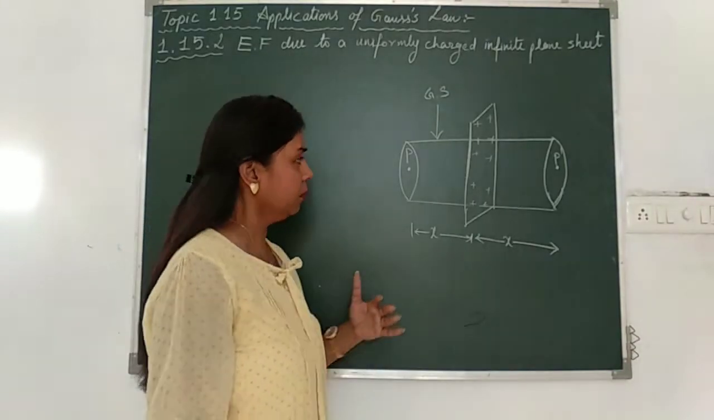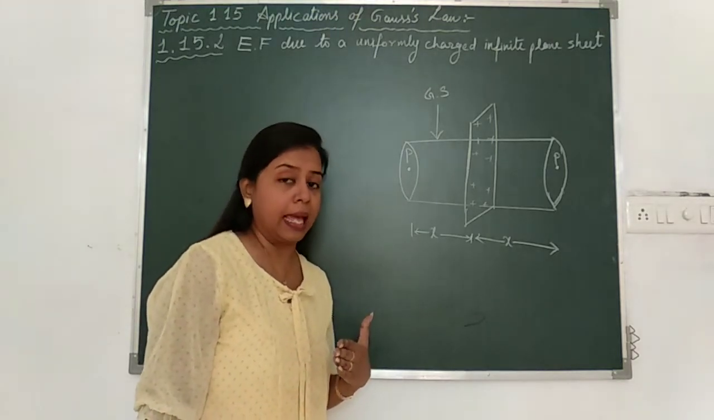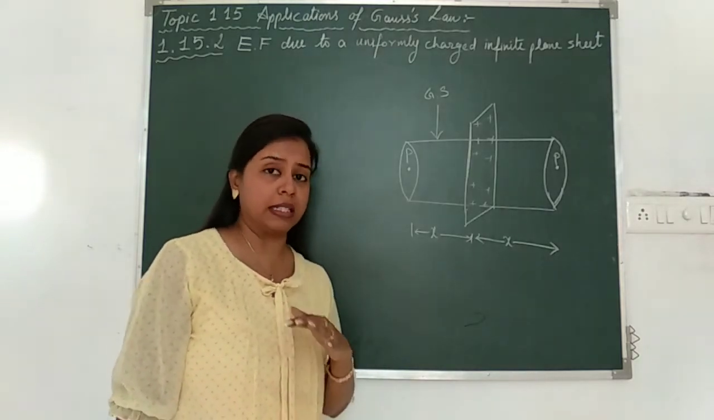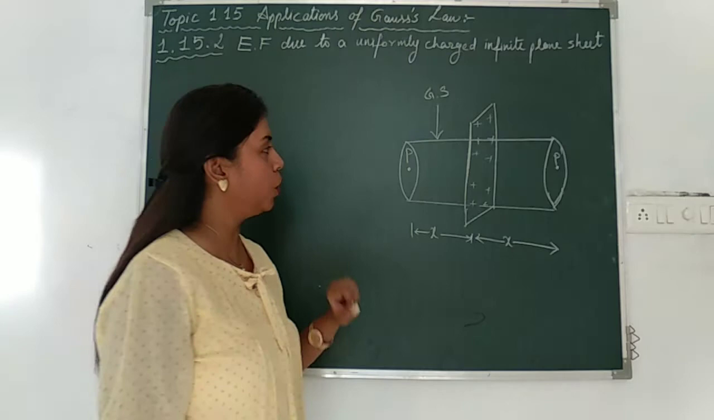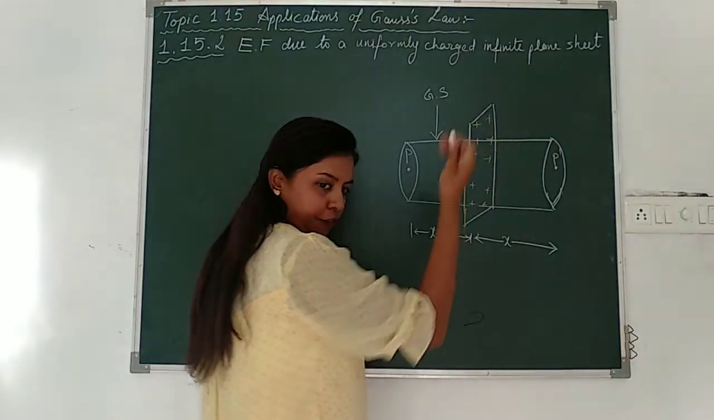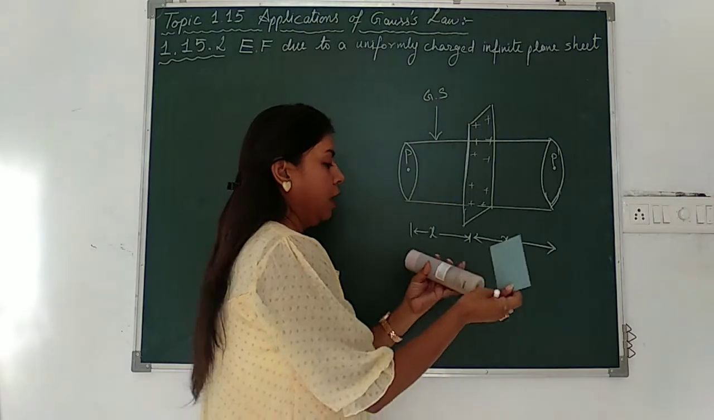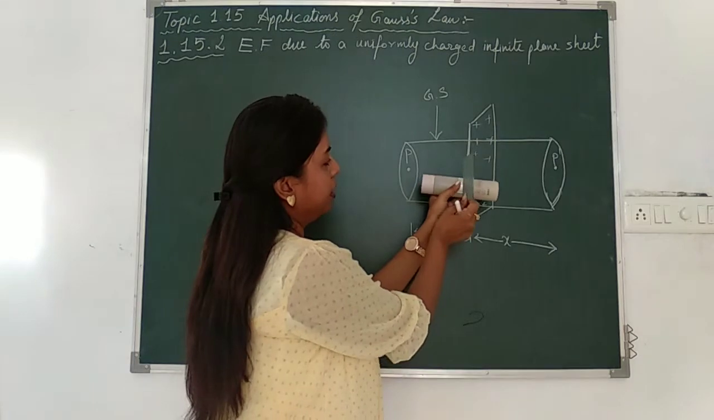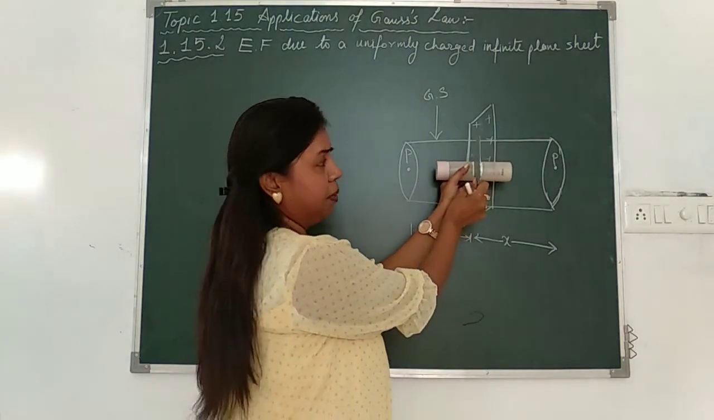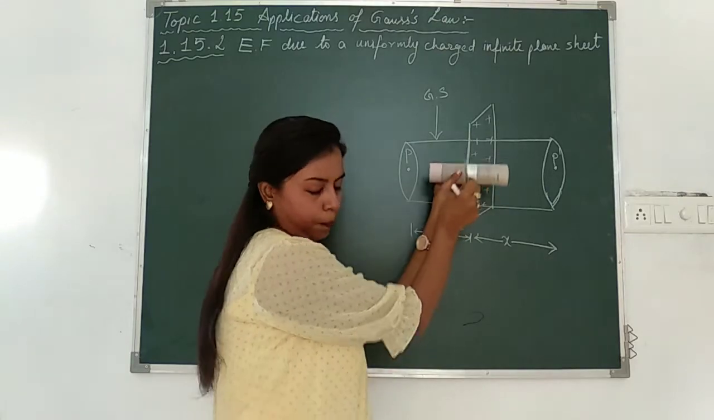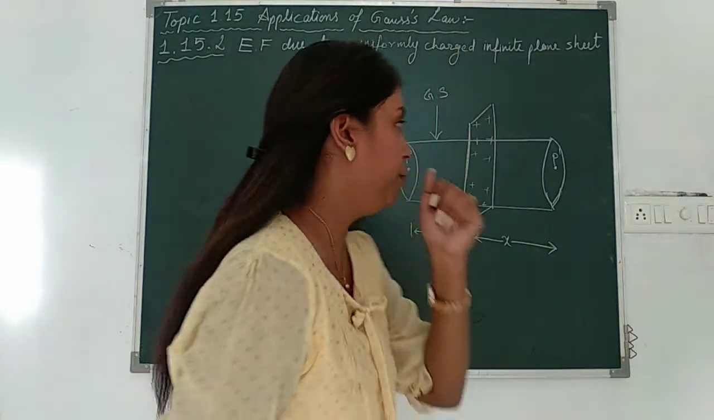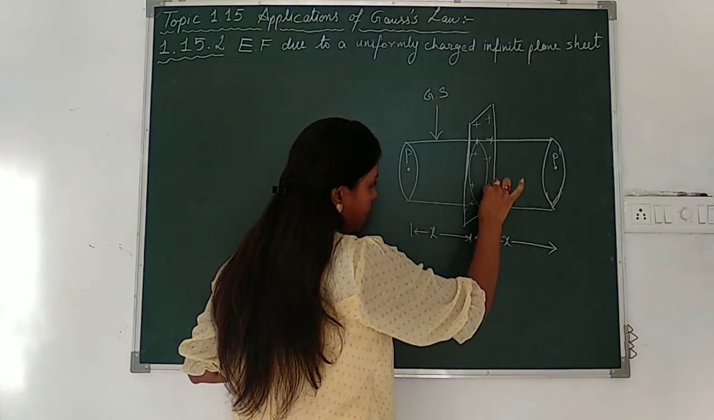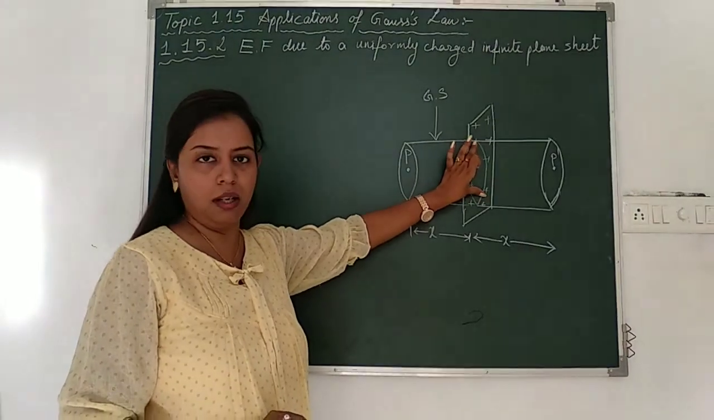Now, we need to calculate electric field, and there are basic 3 steps to follow. First is to calculate the charge enclosed in the Gaussian surface. So I'll show you this figure how it looks in 3D. This is the cylindrical Gaussian surface and this plane sheet will be like this. So the surface will be passing through the sheet. Now, in first step, we need to calculate the charge enclosed in the Gaussian surface. It will be like this, cylindrical portion.